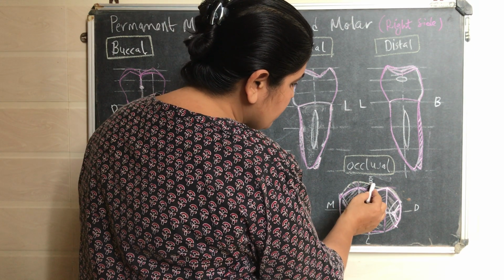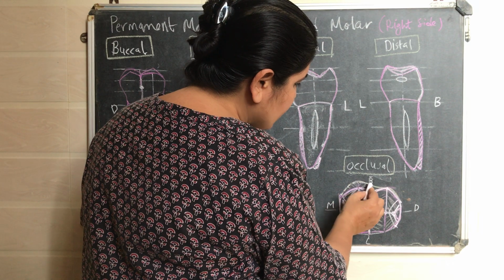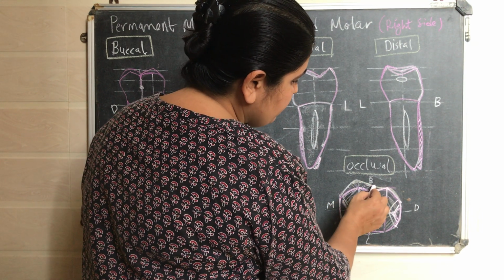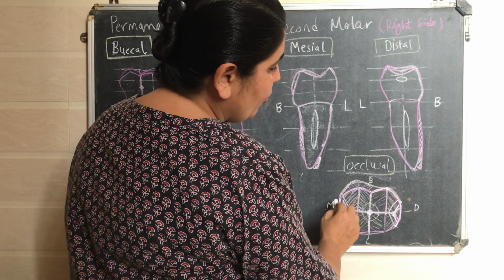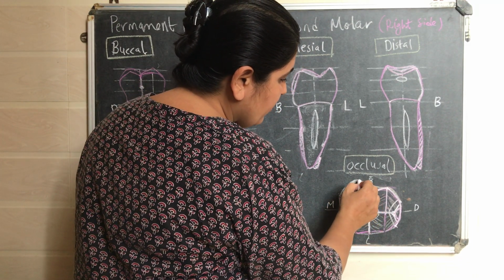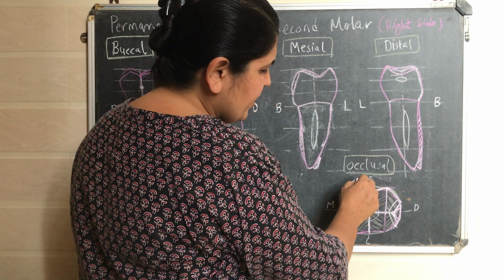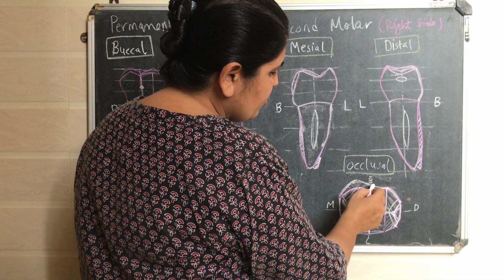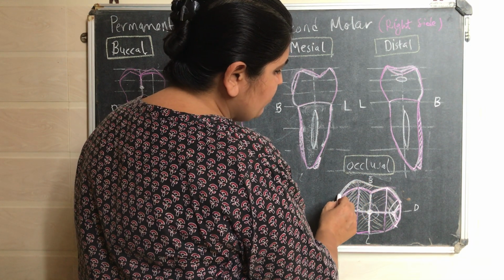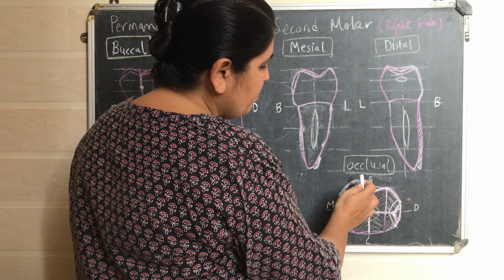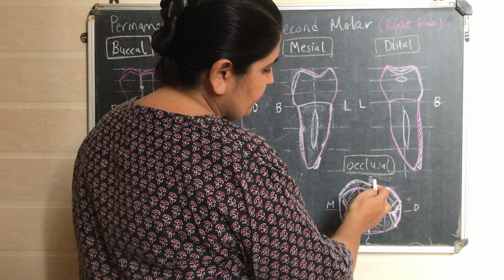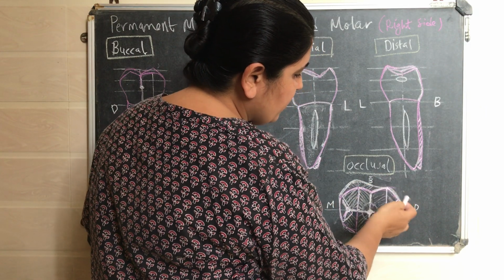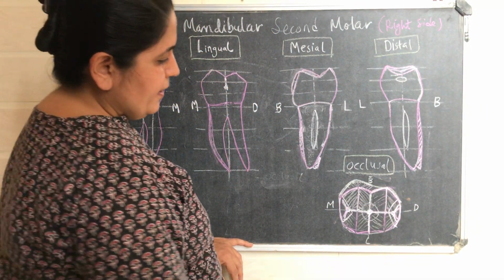This is known as mesiobuccal prominence. Particularly the buccal cervical ridge on the mesiobuccal part is more prominent, right? So the mesiobuccal area is more prominent as compared to the distobuccal area.